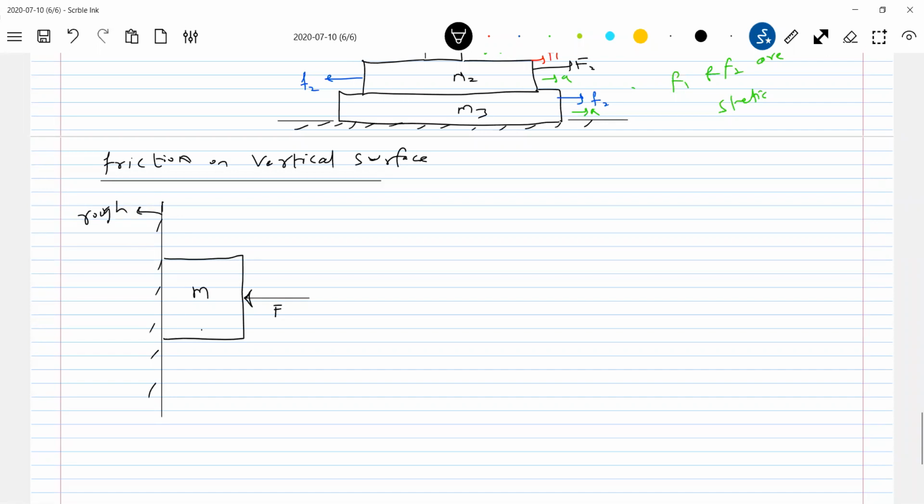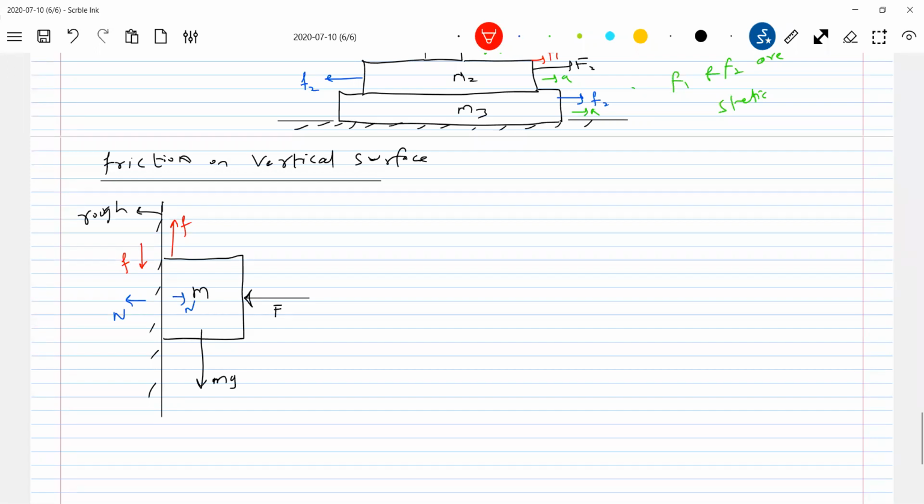Then here the weight mg will act. Then a normal contact between them. The wall will exert a force. In turn, what happens? The block will exert a force on the wall. Then I see that the block is at rest. So somebody should balance the weight. That is the friction. And the friction by the block on the wall will be like this.